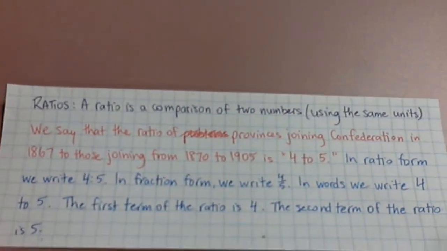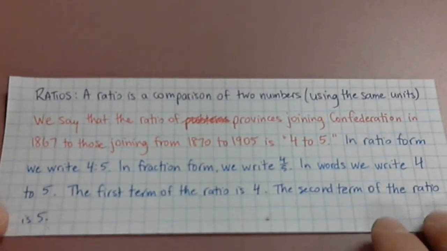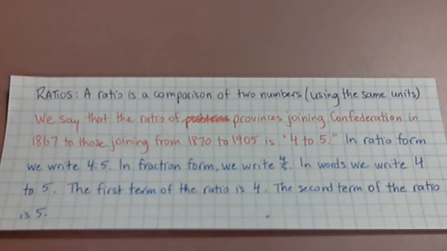Okay, so ratios, and this is the definition and how to write ratios, which hopefully you remember from last year. A ratio is a comparison between two numbers which use the same unit. We say that the ratio of provinces joining Confederation in 1867 to those joining from 1870 to 1905 is 4 to 5. There were 4 that joined in 1867, and then 5 that joined from 1870 to 1905. So that is 4 to 5.